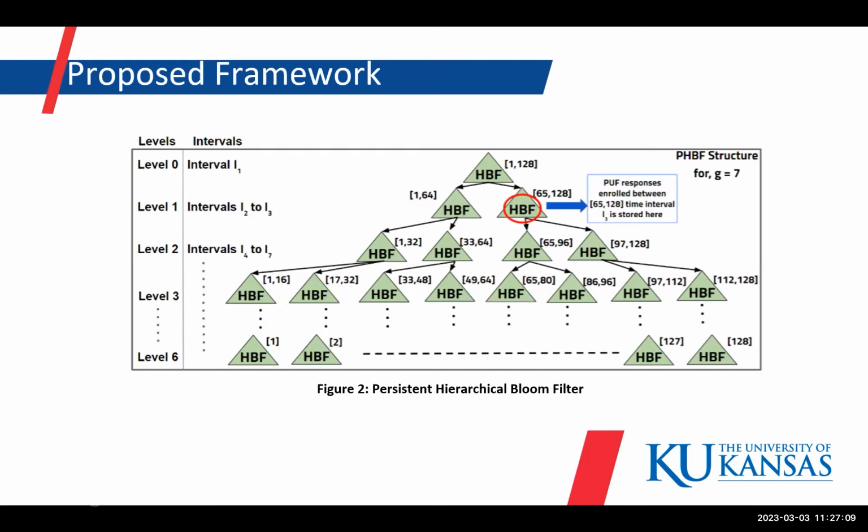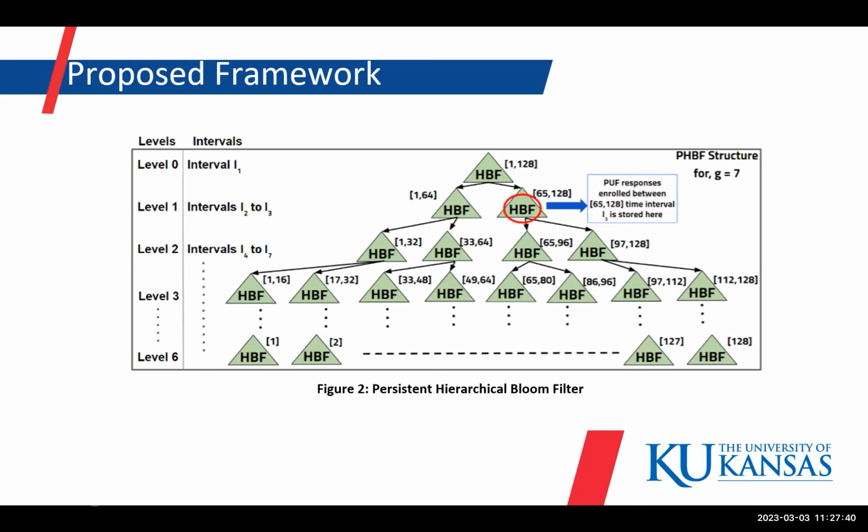So this is the proposed framework. It is like a binary decomposition of a temporal set of pairs, or a time range, with respect to its dimension. On each of the triangles that you're seeing is a hierarchical Bloom filter, which is where we are storing our unique PUF IDs. So these are the small units. These are actually the hierarchical Bloom filters, which are the fundamental part of our structure.